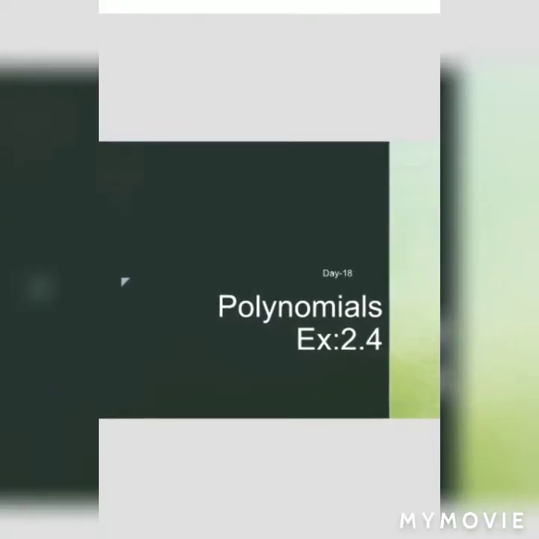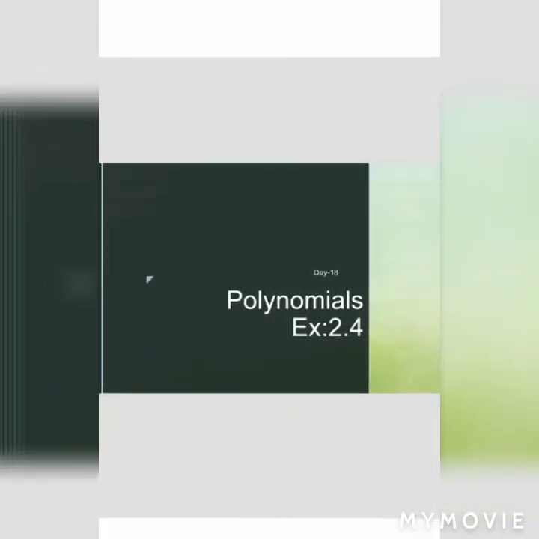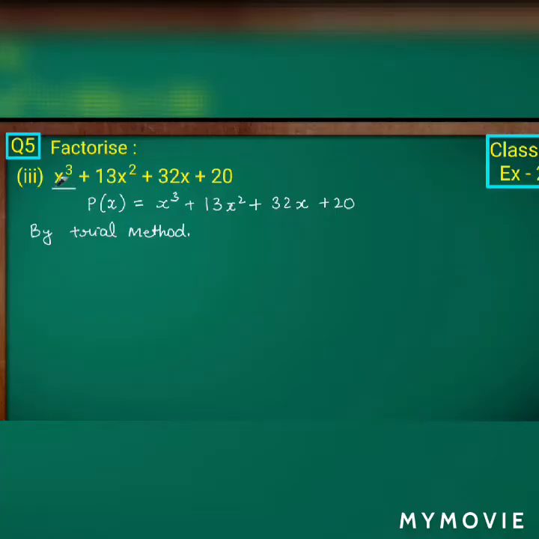So today we are going to discuss the last problem of exercise 2.4 of the chapter Polynomials. In the previous class we discussed the first two sub-questions of the fifth question. Today we are going to discuss the last two sub-questions of the same question, that is factorization of the cubic polynomial. I have already told how to find the factors for cubic polynomials. First we have to find the g of x factor, after that we have to go for the long division method.